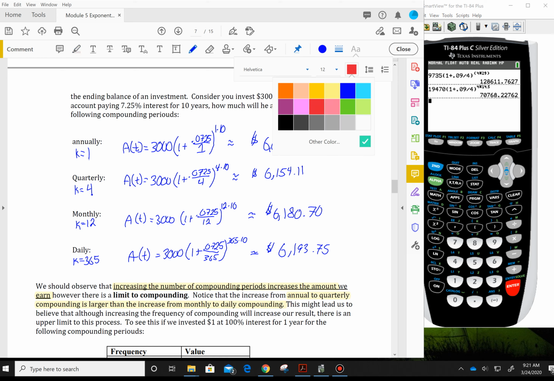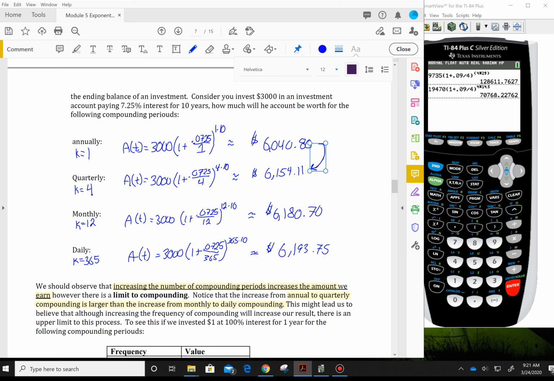So what I'm asking you to notice is the amount that you gain when you go from annually to quarterly. Roughly, without calculating, this is about $114 more of interest that you would have gained. While when you go from monthly to daily, you only have an increase of, it looks like, around $13. This might lead us to believe that although increasing the frequency of compoundings will increase our result, there is an upper limit to this process.